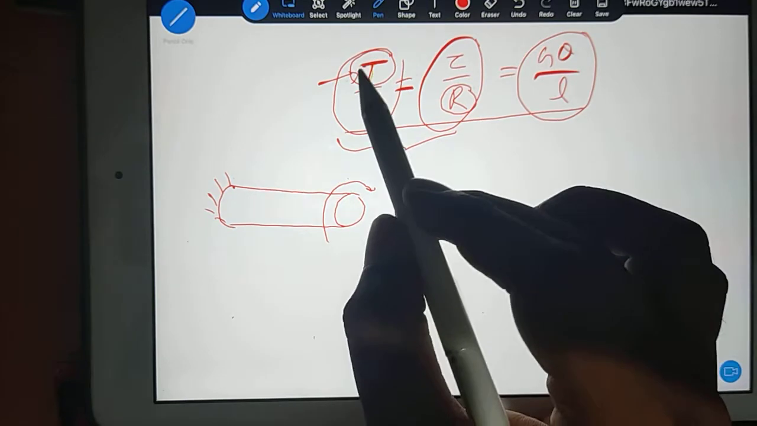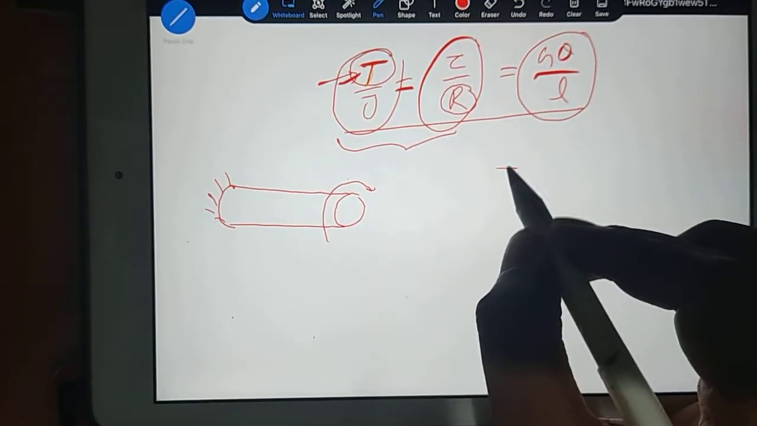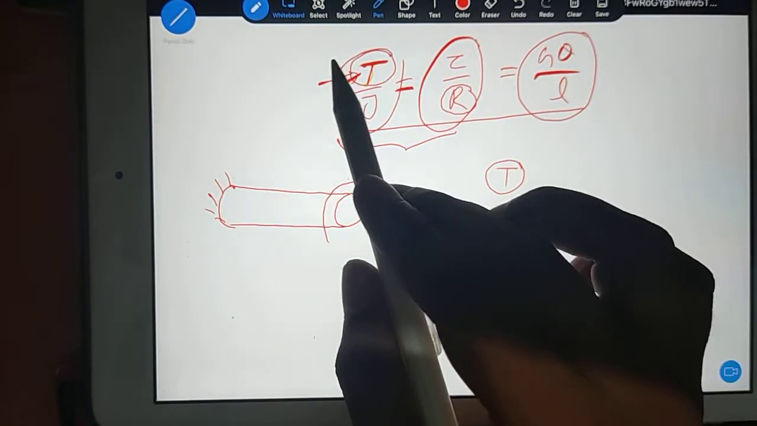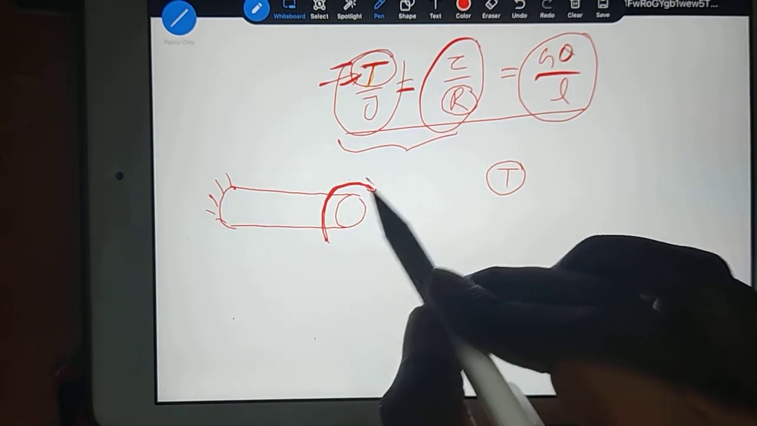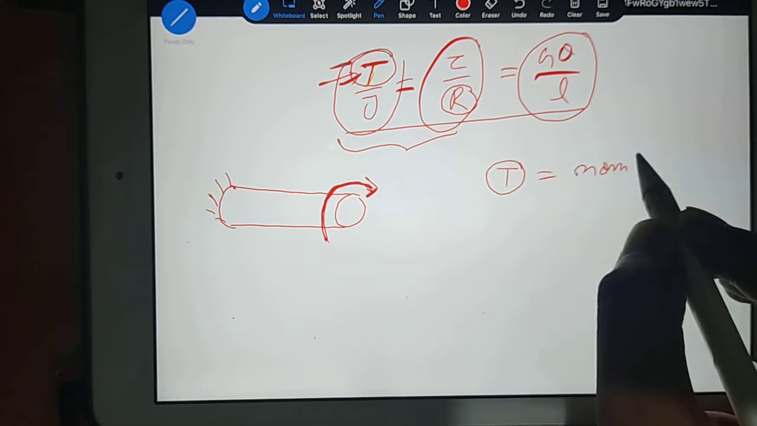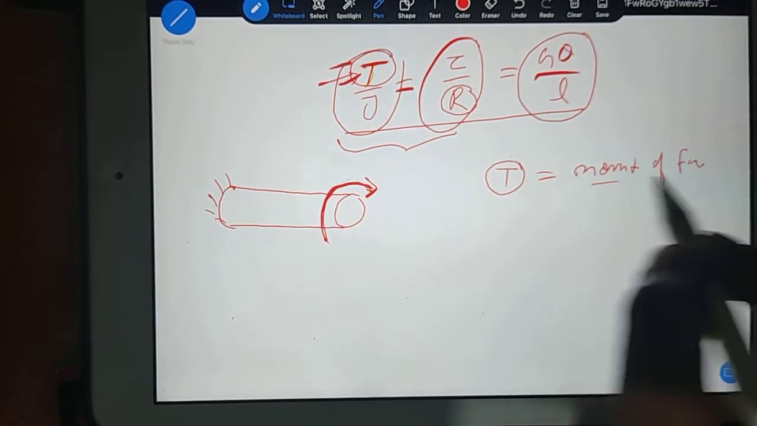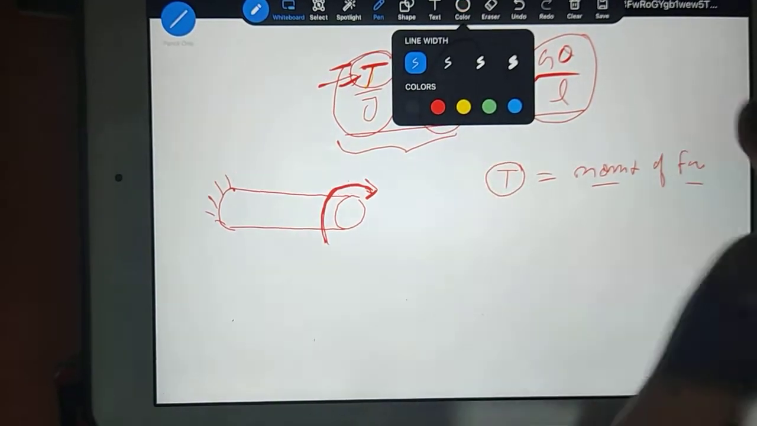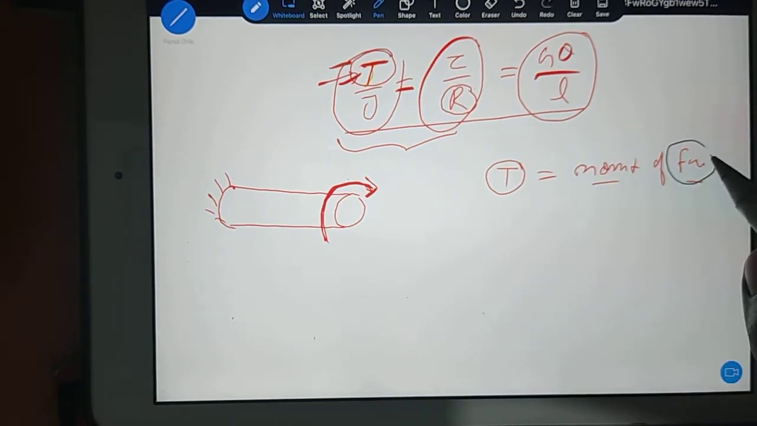So first you should know what is torque. Right now, what kind of torque you're applying here, the symbol you will give is this kind of arrow. Torque is nothing but moment of force. When you calculate moment of force, that is known as torque. Now what is force here? You know very well what is force.